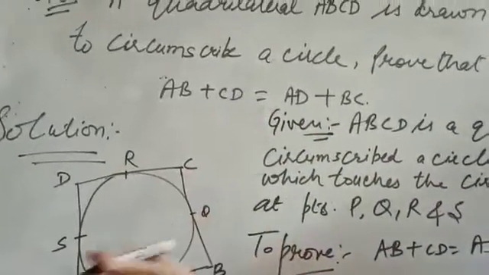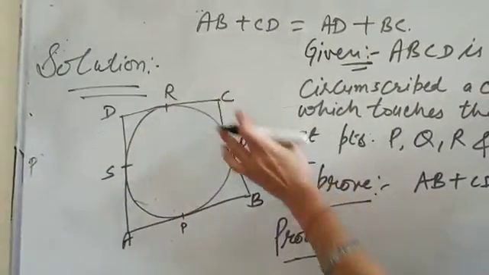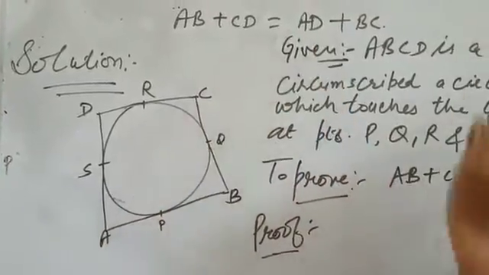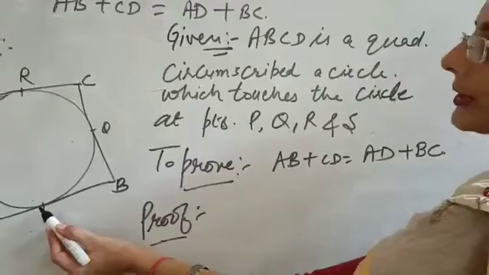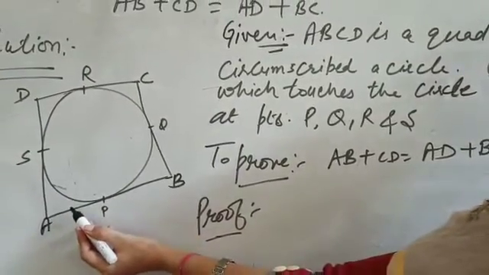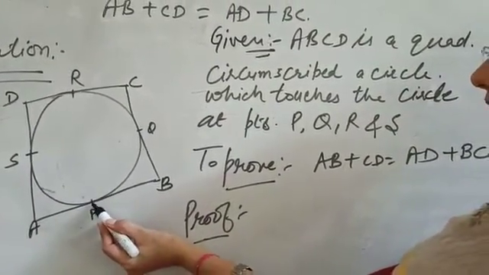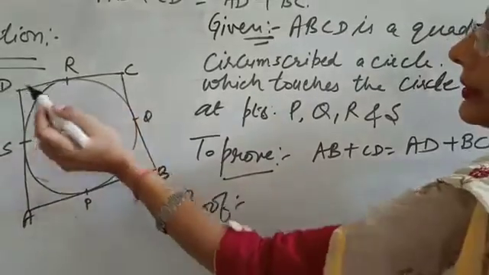We have to prove that the sum of opposite sides is equal: AB plus CD is equal to BC plus AD. This we want to prove. So in the given part I have written it like this, where the circle touches the line segments of the quadrilateral at the points named P, Q, R and S.